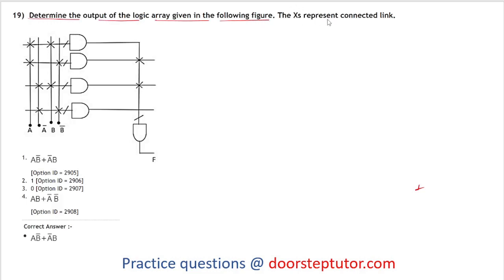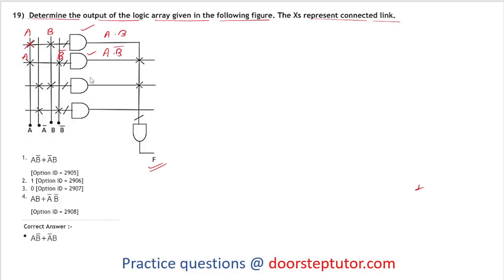The cross represents the crosslink. So this is a logic array and we have to find the output for that, that is F, and the crosses are representing the connection links. If we talk about the output of this AND gate, at the input we have applied A and B, so the output will be A dot B. What will be the output of this AND gate? Input is A and input is B bar, so that will be A dot B bar.